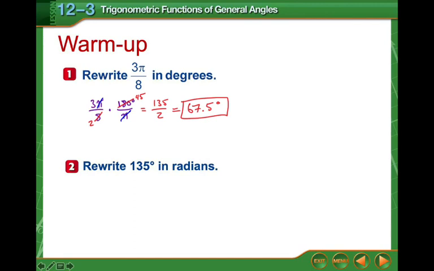Number 2, we're going the other way, so we need to flip that conversion fraction. So it's 135 times pi over 180. Now we can go ahead and multiply across. 135 pi over 180, but 135 and 180 are both divisible by 45. So 45 goes into 135 3 times and 180 4 times. So that means we got 3 pi over 4.